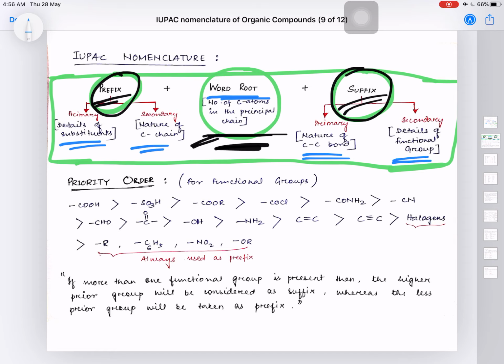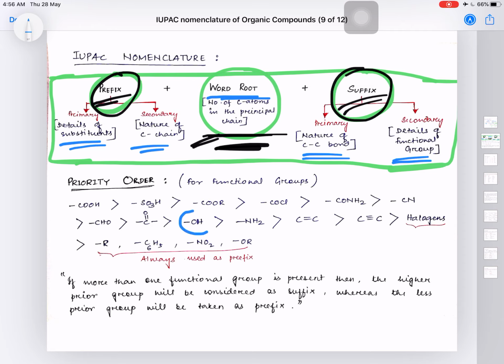Now, how do we decide which functional group will act as the suffix and which one will act as a prefix? Say you have a hydrocarbon in which you have two functional groups.